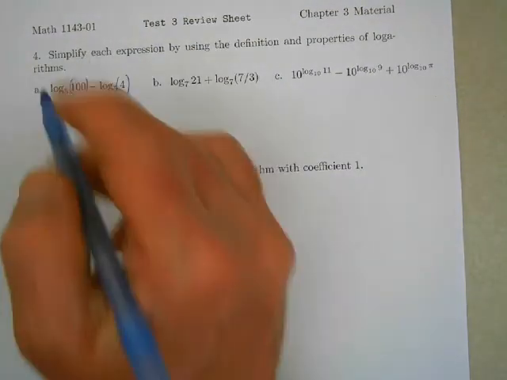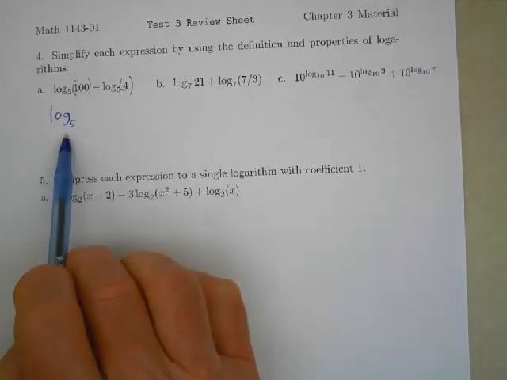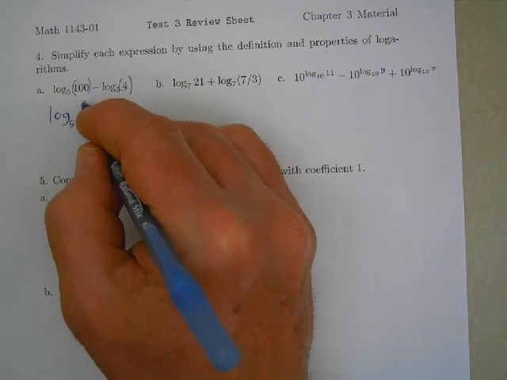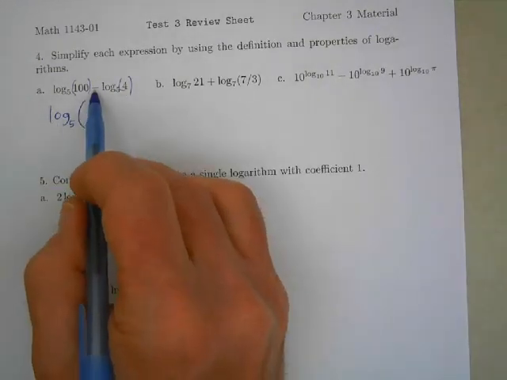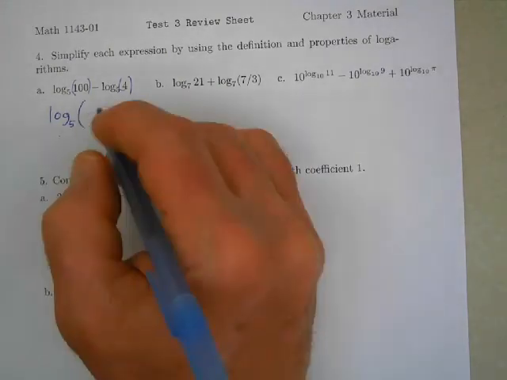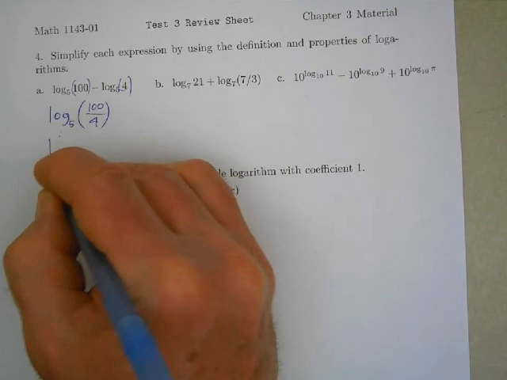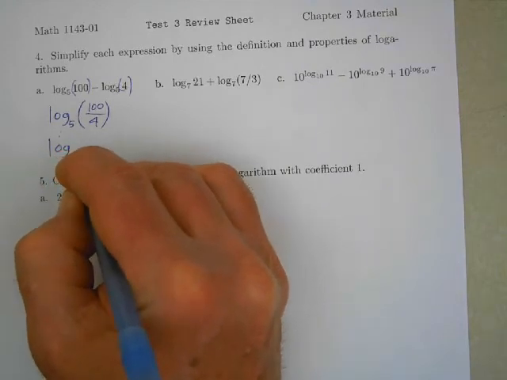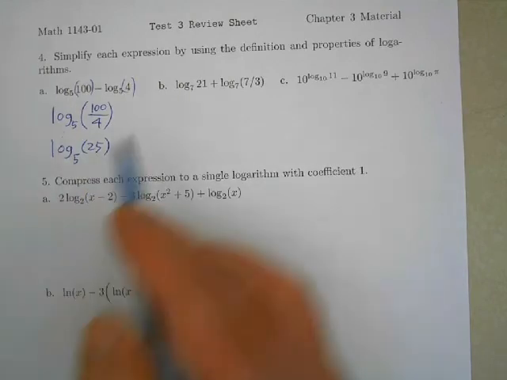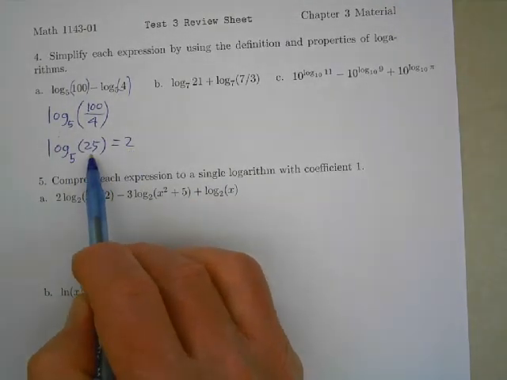So here we'll apply the property of logarithms. Since we're subtracting a base 5 logarithm from another, we can write it as a single one if we divide 100 by 4. And 100 divided by 4 is 25. And log base 5 of 25 is 2, because 5 to the second equals 25.